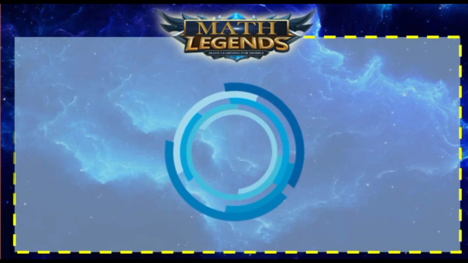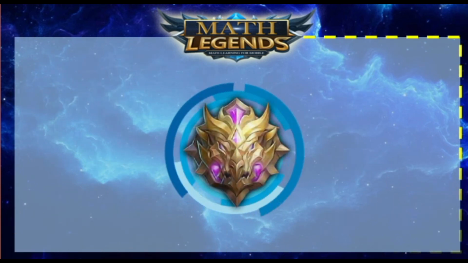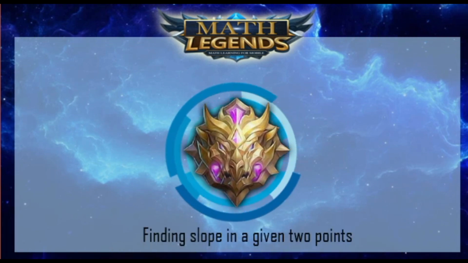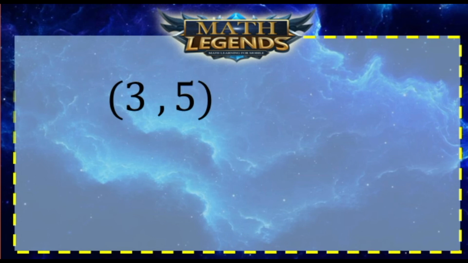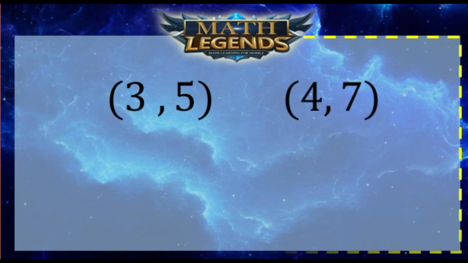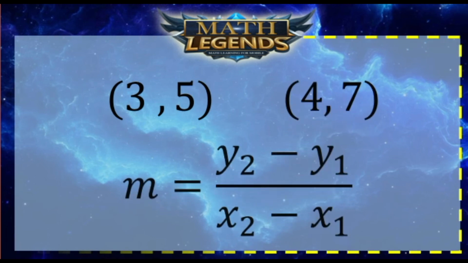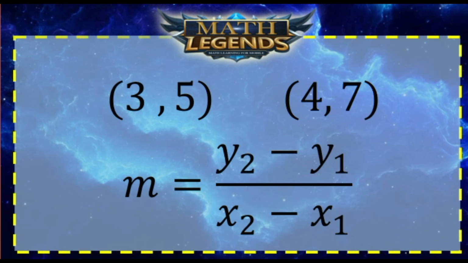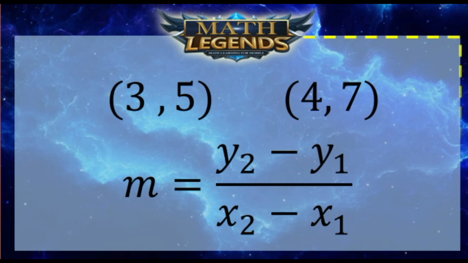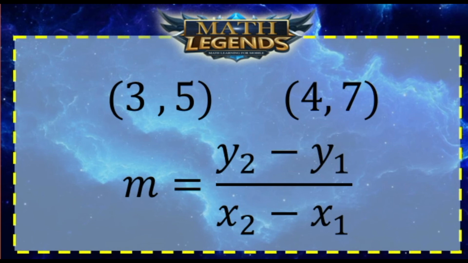Now let us have the last lesson, which is finding the slope given 2 points. Given the 2 points, (3, 5) and (4, 7), use the formula y sub 2 minus y sub 1 all over x sub 2 minus x sub 1 in order to find the slope of the given line.